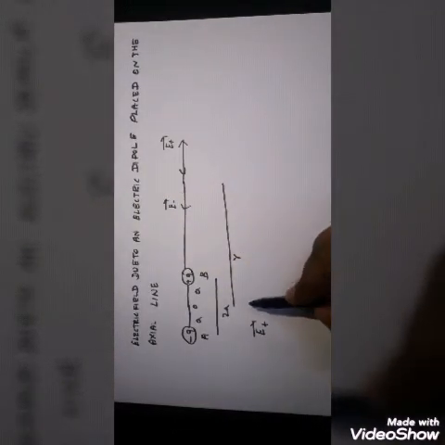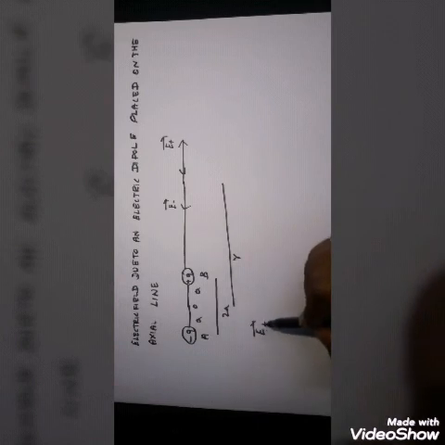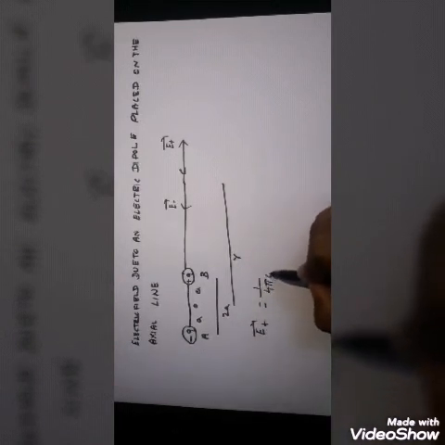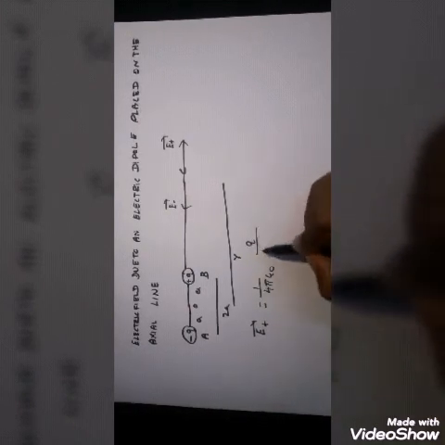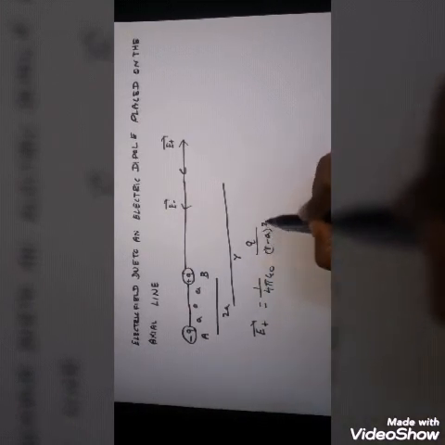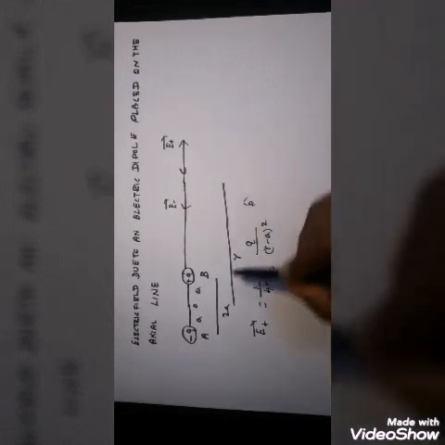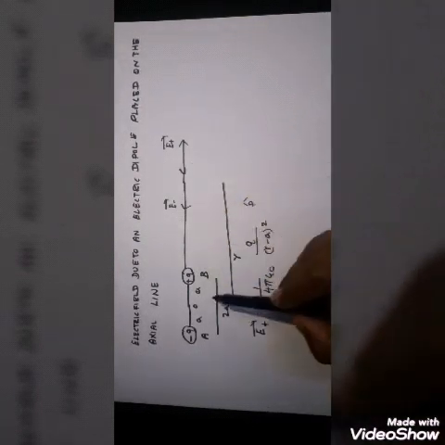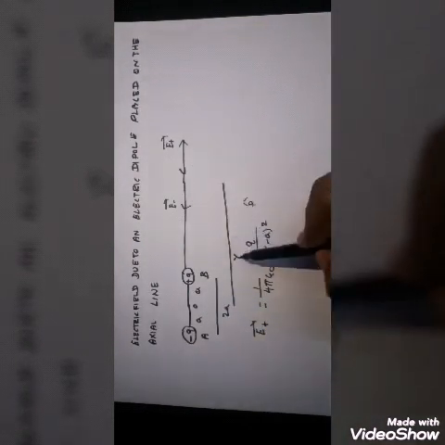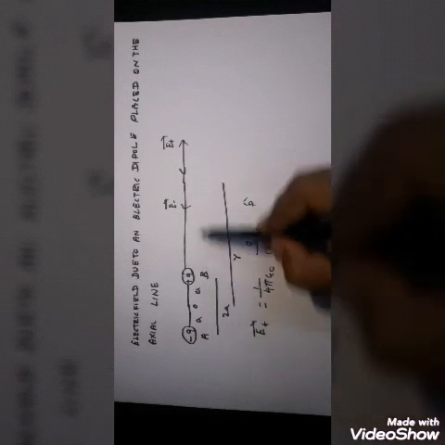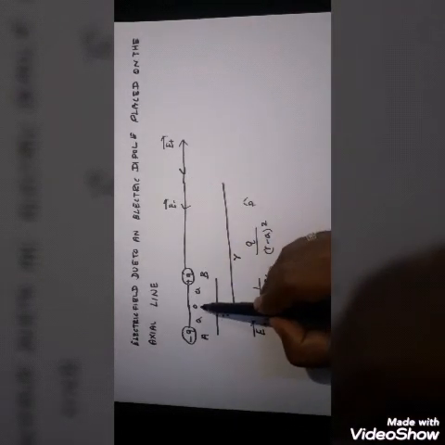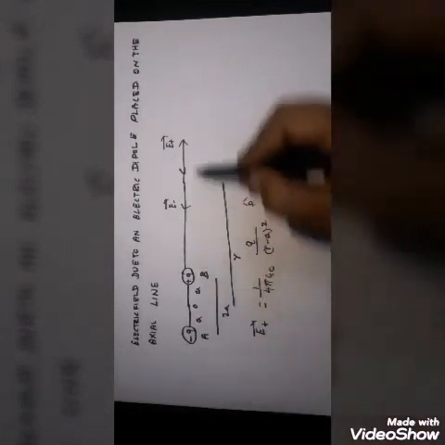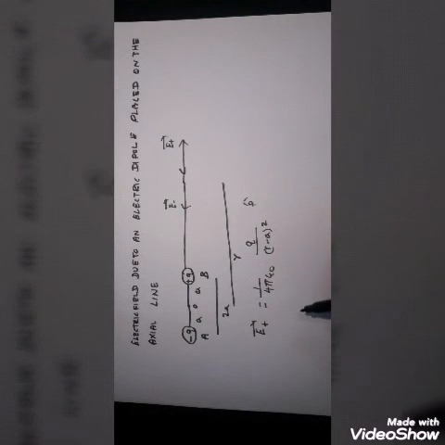So the positive charge produces electric field E plus vector, equal to 1 by 4 pi epsilon naught, q by (r minus a) the whole square, p cap. Here q by the distance between B and C. From the center to C is r, so we have to take B to C only, so we separate a from r: r minus a. So the distance B to C is r minus a, squared.